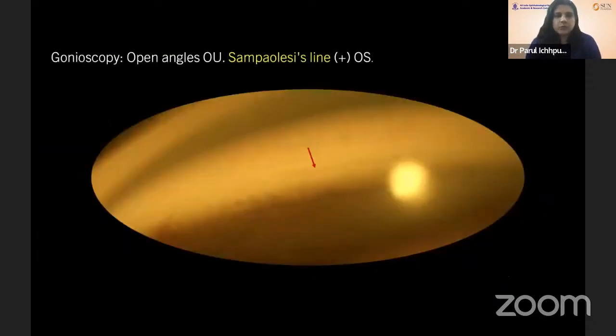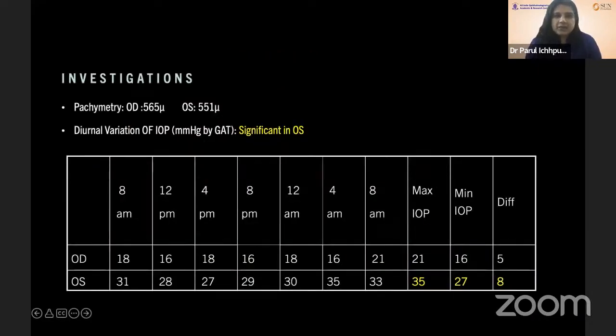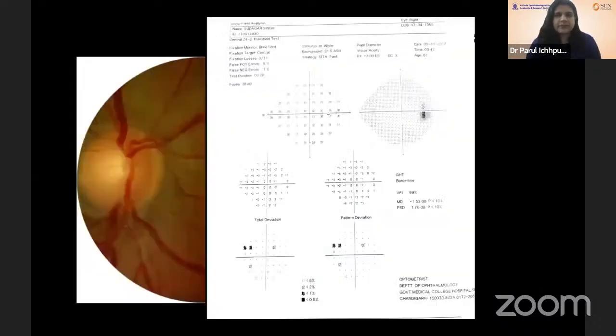The gonioscopy of both eyes showed open angles, and in the left eye, we could see a very prominent Sampaolesi line, as is very evident here. Pachymetry was towards the thicker side. The diurnal variation of intraocular pressures showed a significant amount of fluctuation in the left eye, with the highest pressure in early morning being about 35 and the minimum in the left eye being about 27.